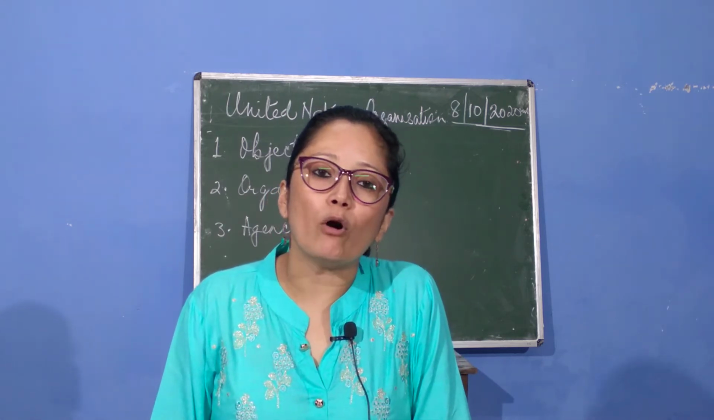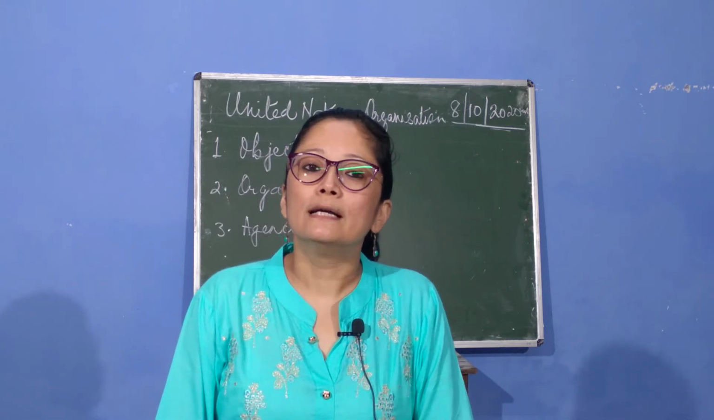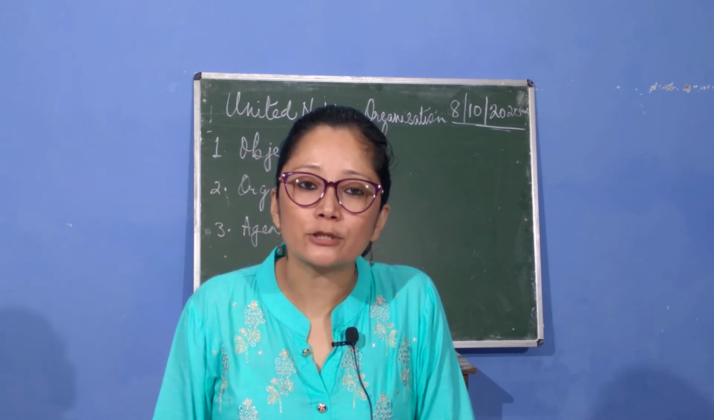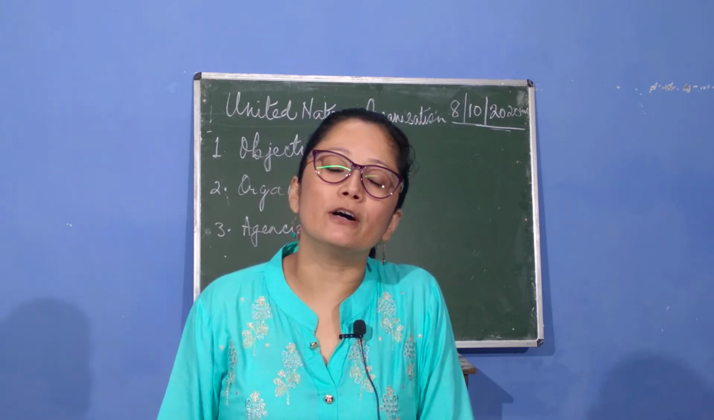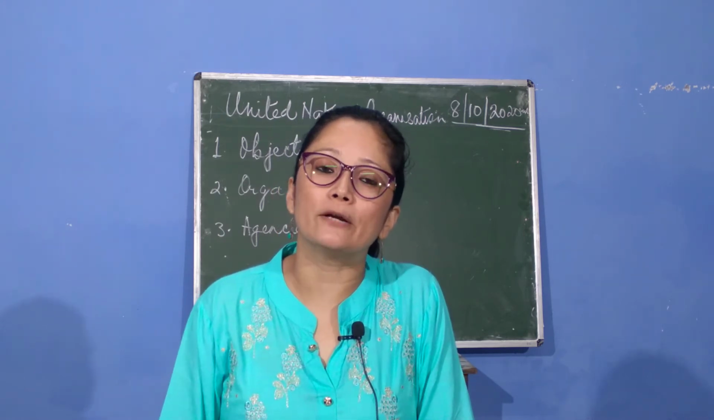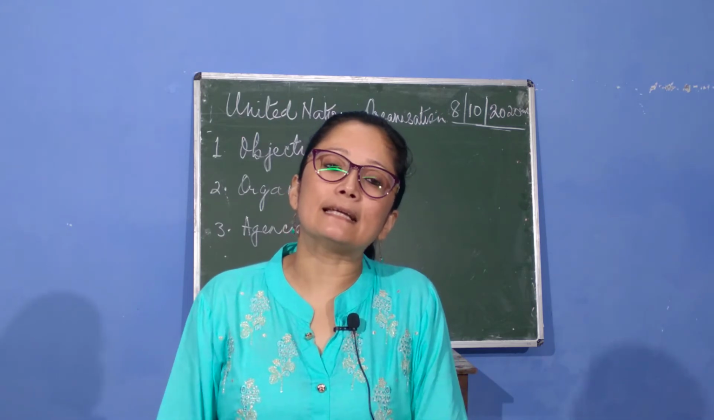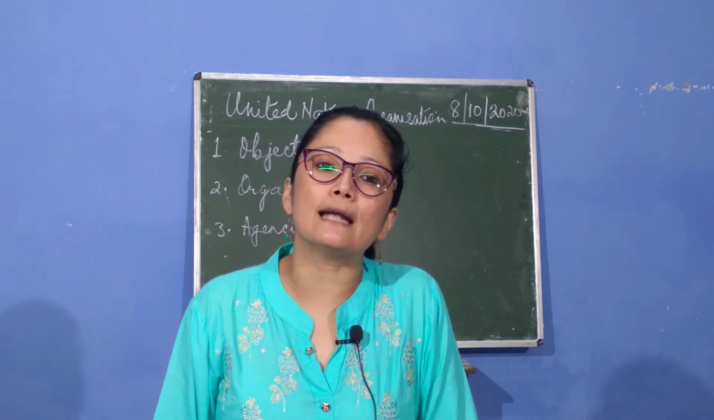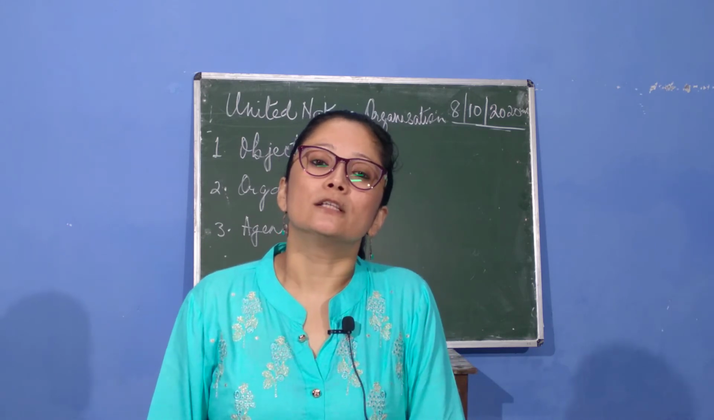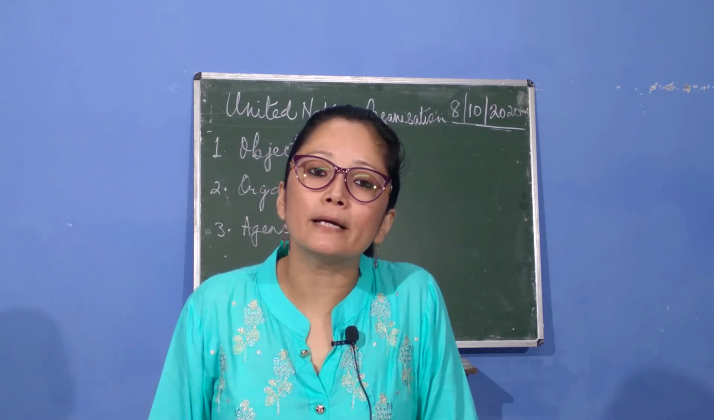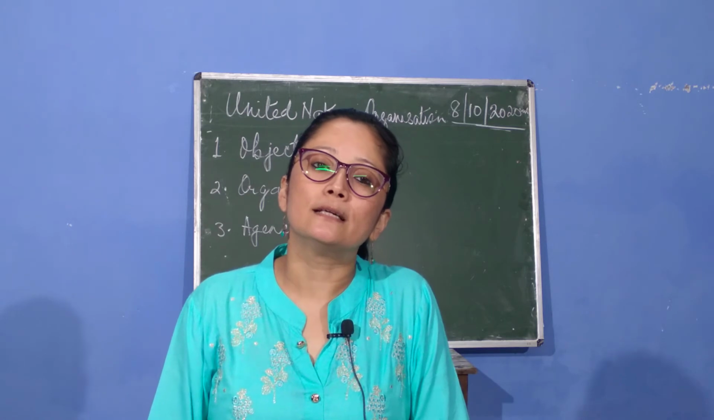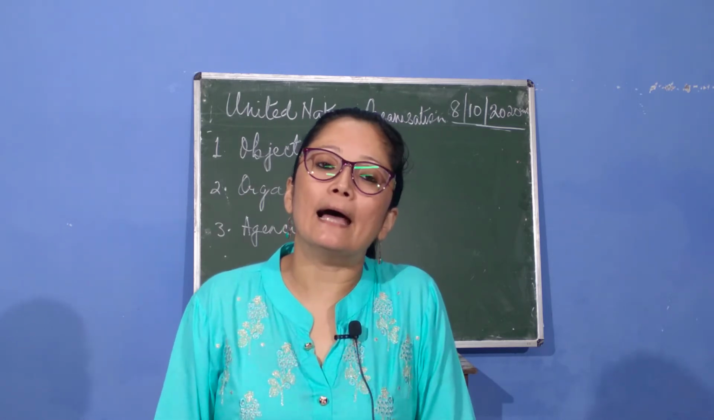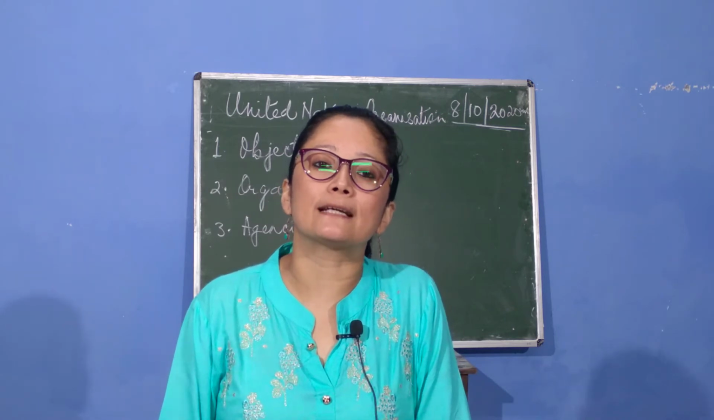Now moving to the organs of the UNO, there are 6 organs. The first one will be the General Assembly. The second is the Security Council. The third one is the International Court of Justice. The fourth one is the Economic and Social Council. The fifth one is the Trusteeship Council. And the sixth one is the Secretariat.